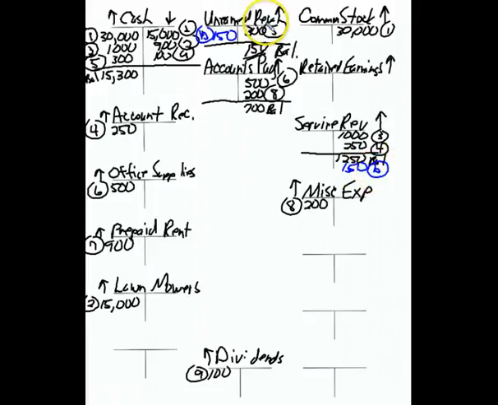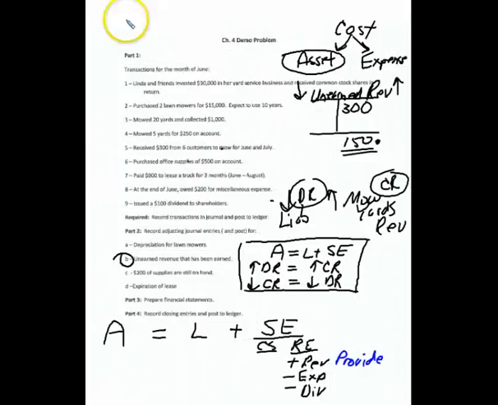So on the unearned revenue, notice I started with $300. We subtract $150, right? It goes up with credits, so $300 minus $150 gives us an ending balance of $150. Okay, let's look at the next one.